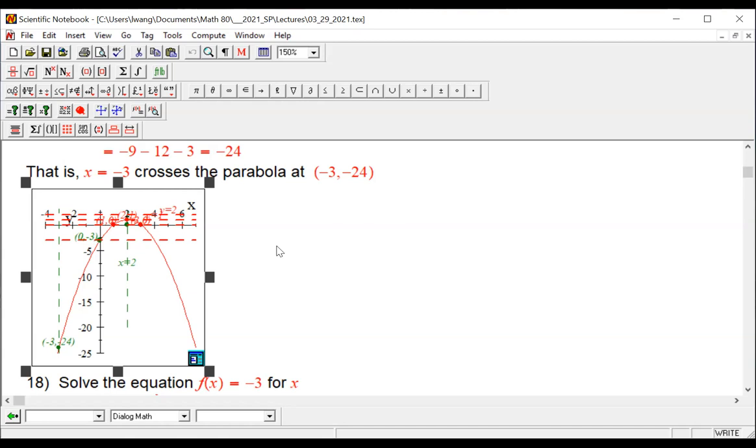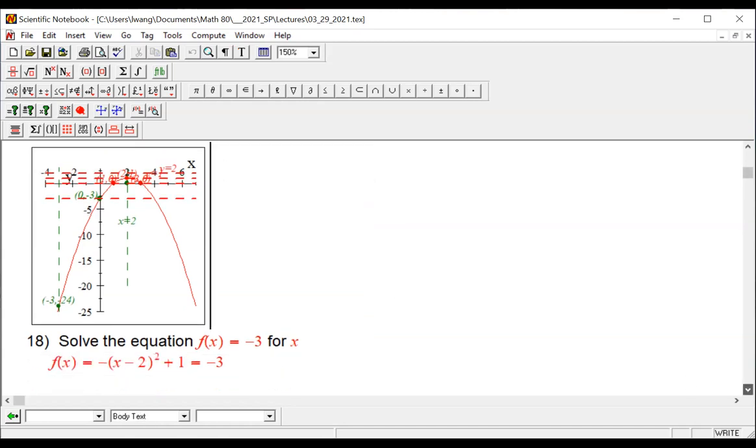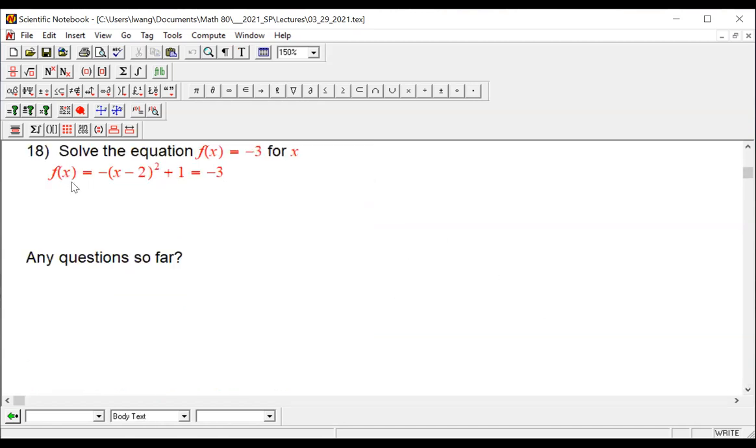Okay? So now let's find these two points by solving these equations, okay? And we're gonna, of course, subtract one on both sides, right? We get negative four on the other side. If we multiply both sides by negative one, negative negative makes positive. So we get positive four here.